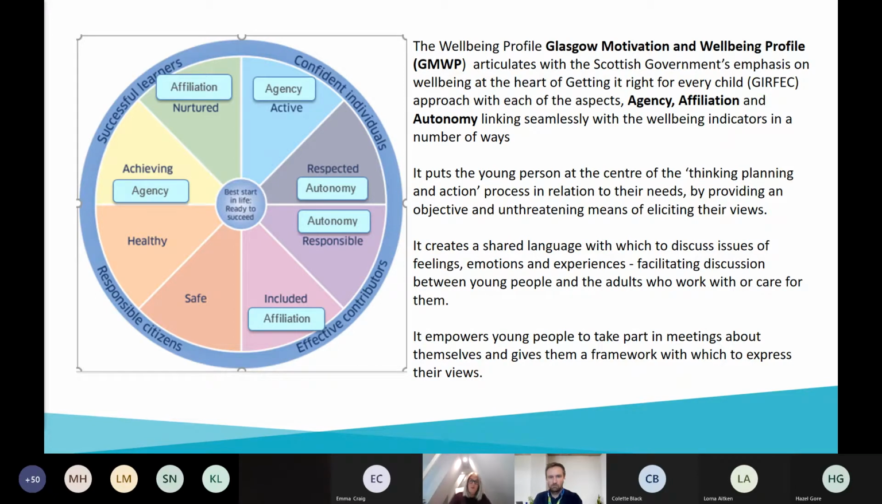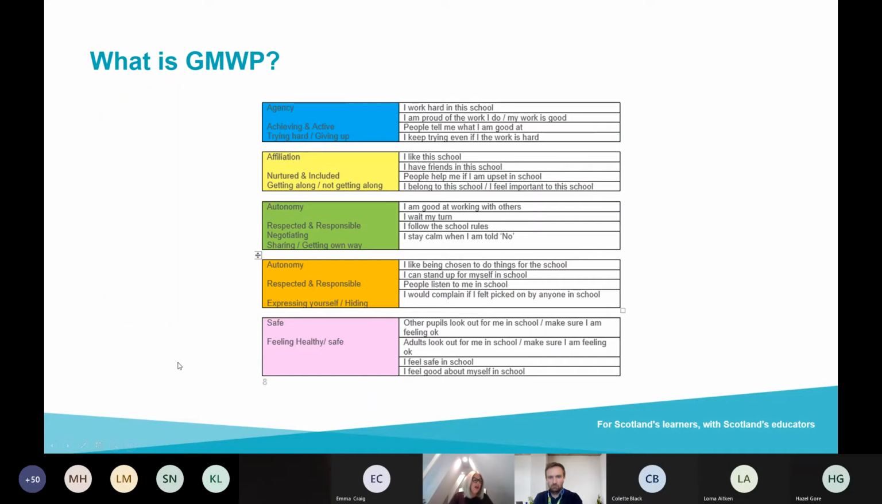As we move on, what is the GMWP? This slide shows 20 questions. They have been carefully selected, linked to the self-determination theory and the wellbeing indicators, and it's preferable not to edit these questions.